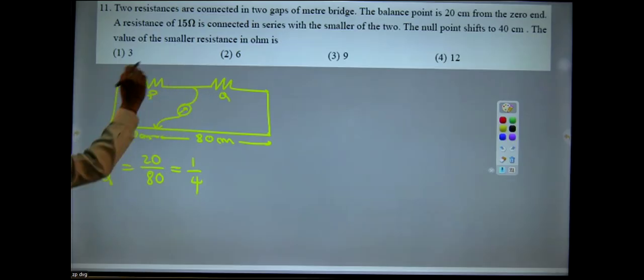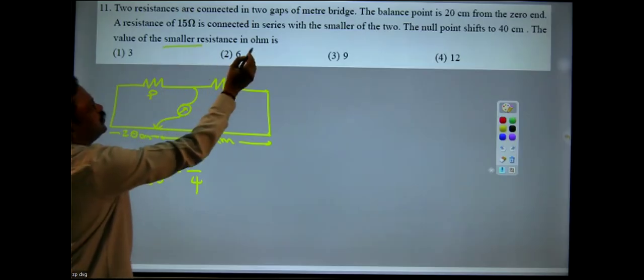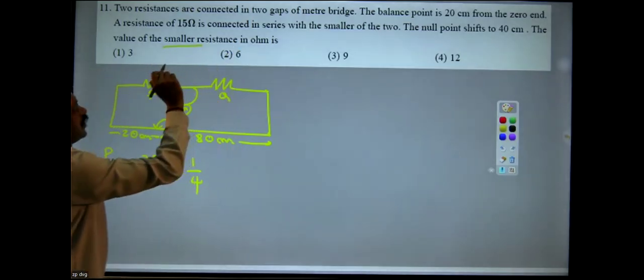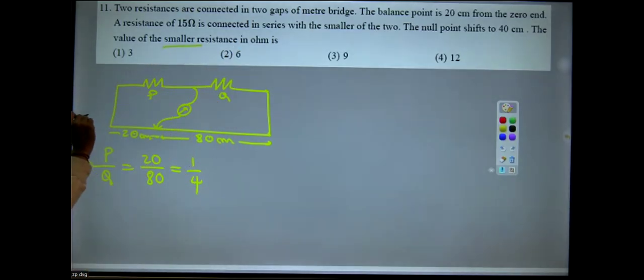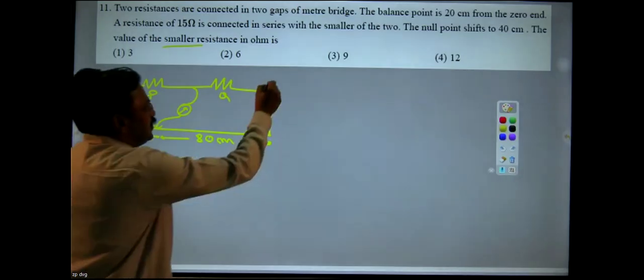Okay, smaller of the two, smaller resistance. What is the value of smaller resistance? That means the value of P is the question. So P is smaller because you see P by Q is equal to 1 by 4. Q is 4 times that of P, right? So we have the relation for P and Q, that is P by Q is equal to 1 by 4. Now let's take the changed case.